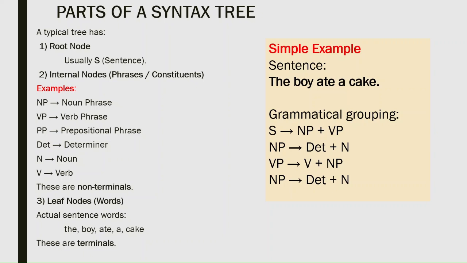Determiner is nothing but those particular words, and a noun is a boy, girl, whatever. A verb phrase can be a verb plus a noun phrase. A noun phrase can be the same thing, determiner plus N, it's repeated there. So this is how we will write the grammatical grouping. Once you do the grammatical grouping, then you have to draw the tree.